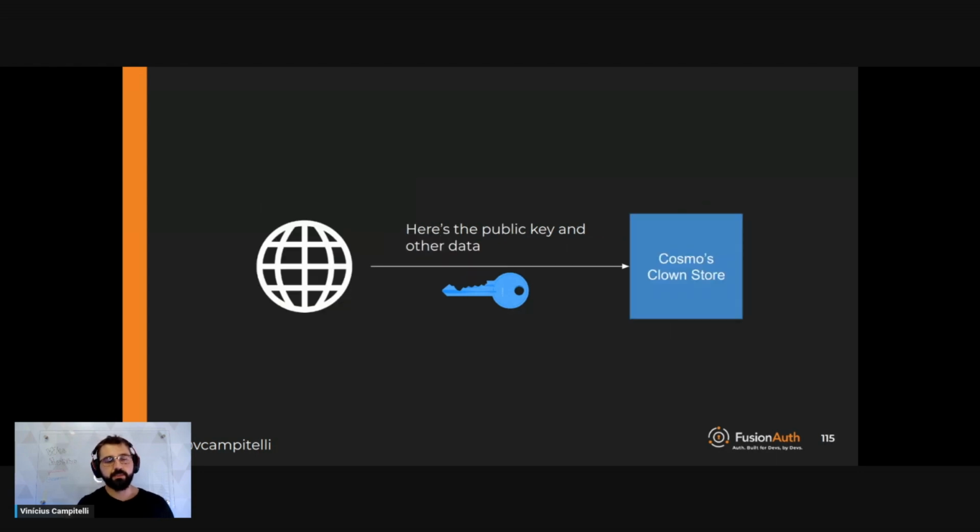So the browser can send that public key to your backend, and then your backend should register that public key under that username. So imagine I'm registering for Vinicius.campitelli@fusionoff.io, and I receive that public key for Vinicius. I know that every time Vinicius wants to log in, he would have to send me some information that I can check with the public key. So it's pretty much the same Alice and Bob example. Right?